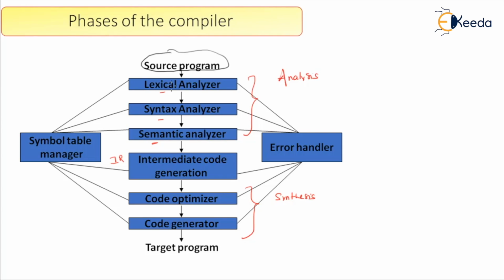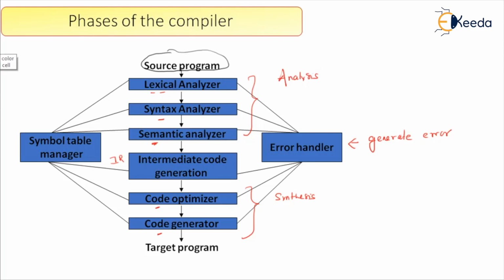And this is the strict ordering: first is your lexical analysis phase, then syntax, then semantic, then IR representation, the intermediate form, then code optimizer, and then finally code generator. At each place they have to follow some strict rule, and if a rule is not followed, then it is the error handler's responsibility to generate an error or warning at any one of these phases.